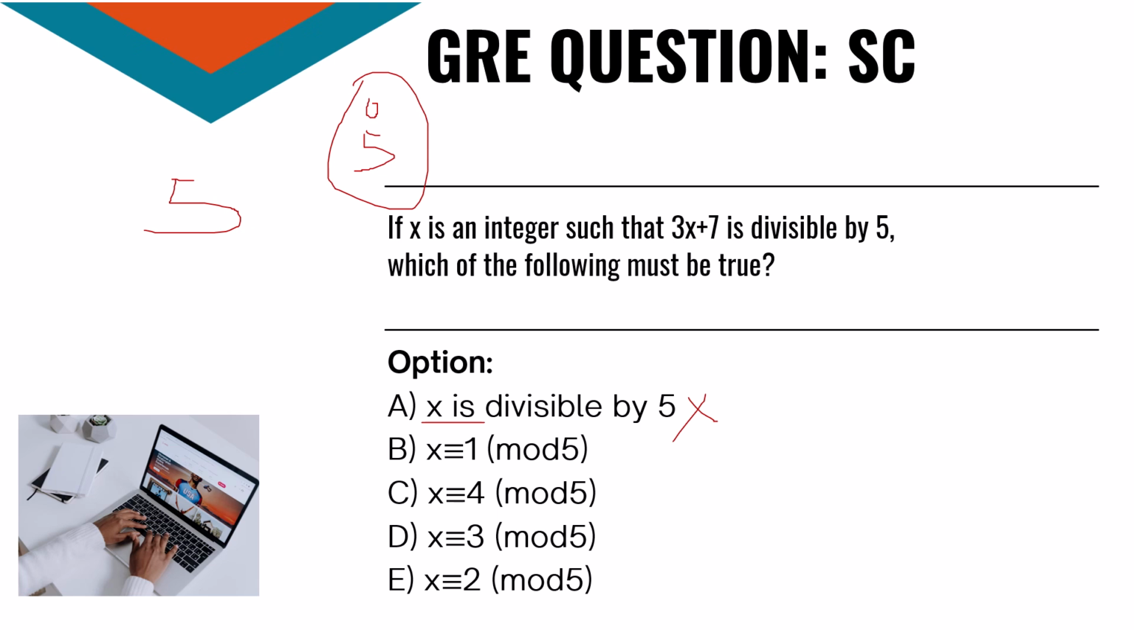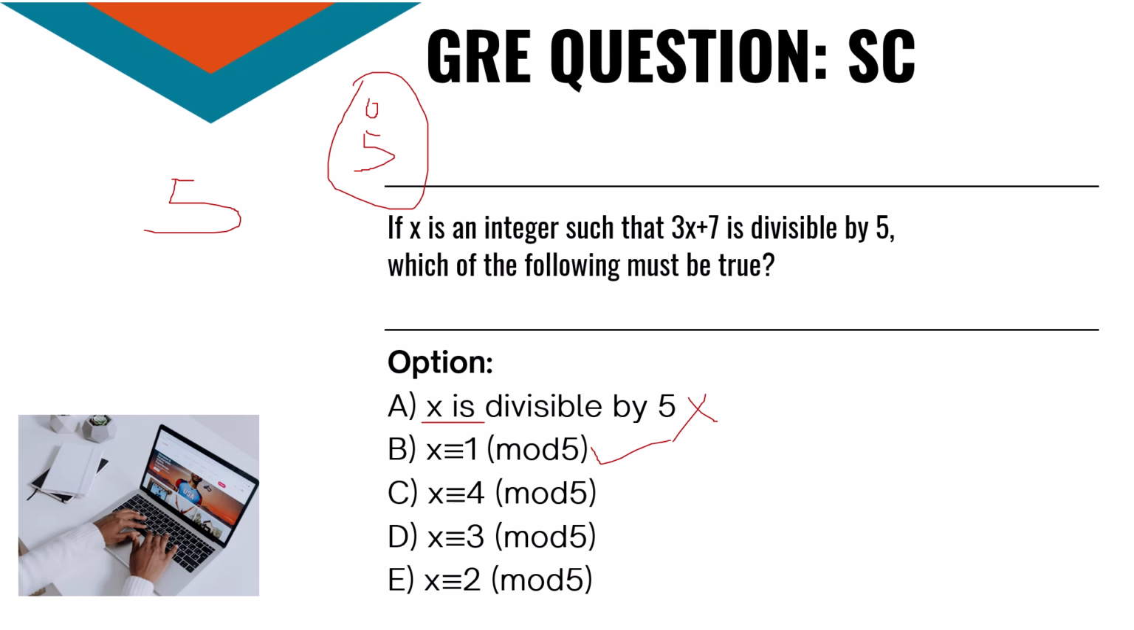Let's take option number 2. X is equal to 1. Now let's replace x with 1. That means 3 into 1 is 3 plus 7 is 10. 10 is divisible by 5. Right, that makes sense. I think that works. Let's keep that option as correct for now.